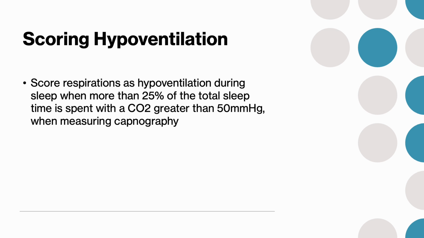Monitoring hypoventilation in children is recommended during a diagnostic study and optional during a PAP titration study. Depending on your lab's specific policies, hypoventilation can be scored as a duration, like 5 minutes over 50 millimeters of mercury, or in the case of the AASM scoring manual, at least 25% of the whole sleep study would have to be over 50 millimeters of mercury. Neuromuscular weakness and other congenital disorders are some of the causes of hypoventilation.